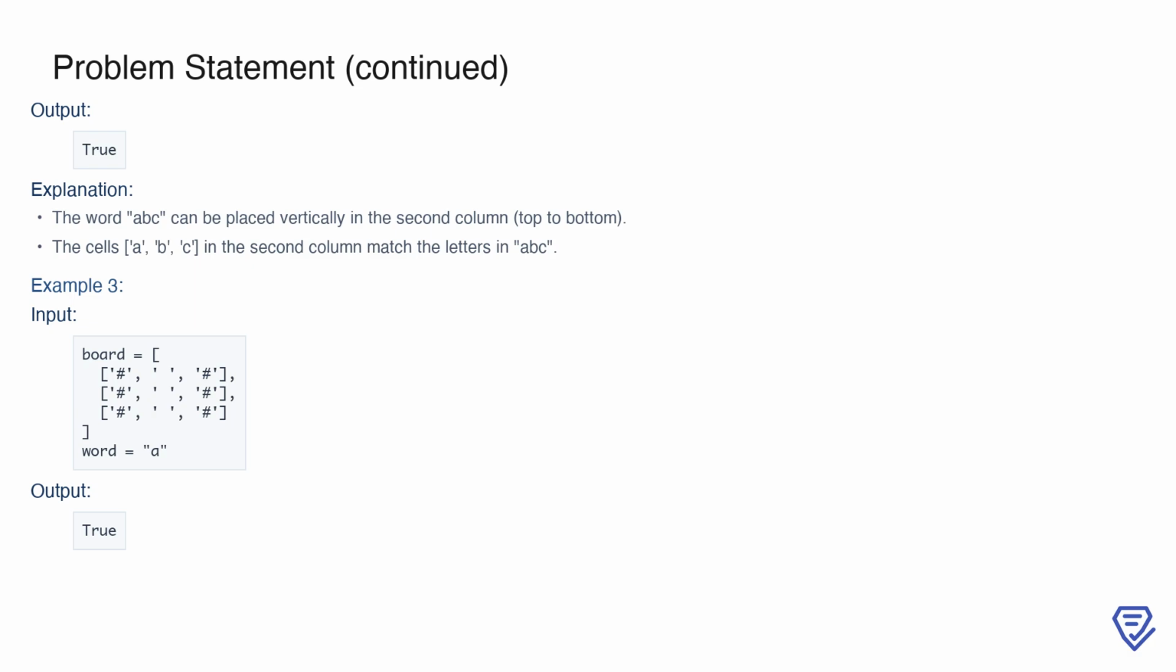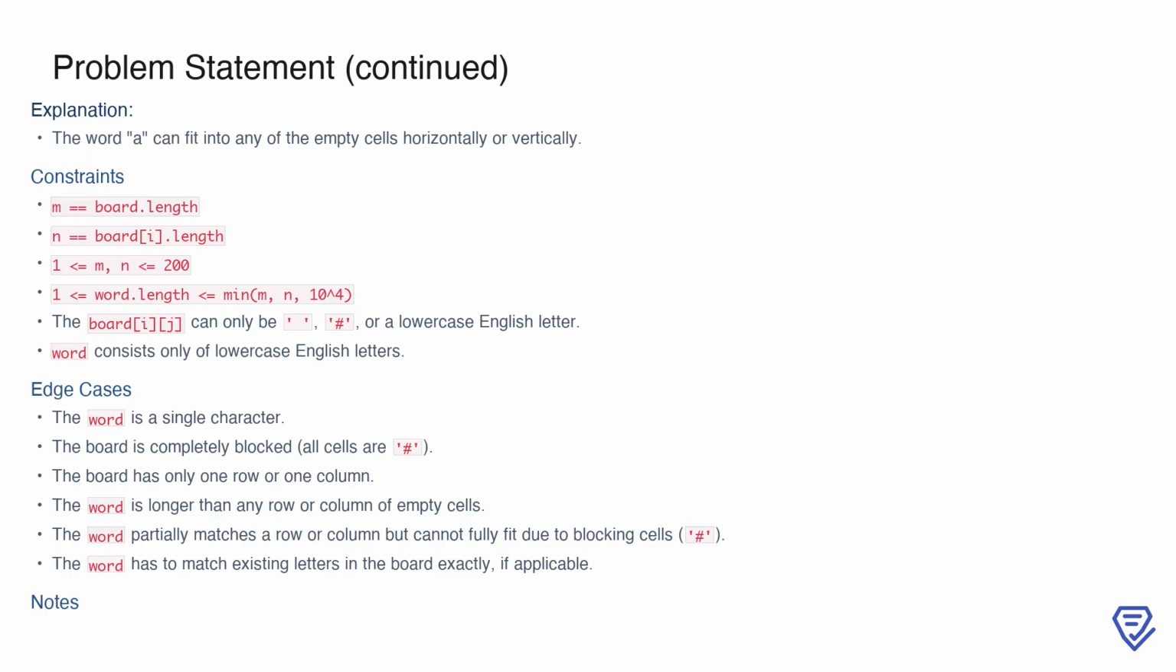conditions specified. In the next example, we have a simpler scenario where the board consists entirely of blocked cells except for a single empty space in each row and column. The word to be placed is just the single letter A. The output in this case is true. The word A can fit into any of the empty cells, either horizontally or vertically. Since the word is only one character long, it does not require consecutive empty cells, making it easy to place.